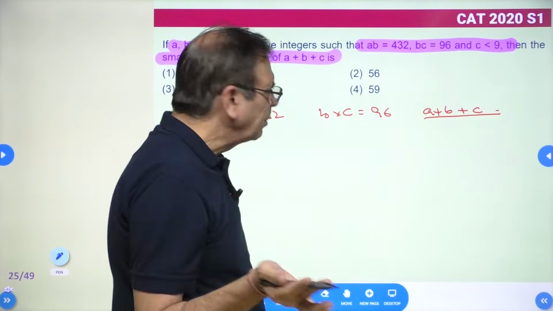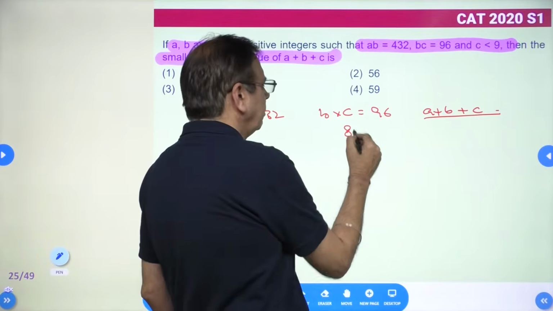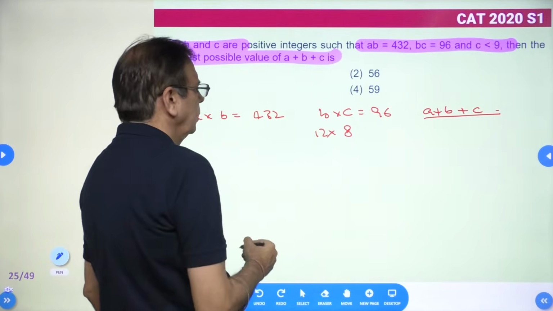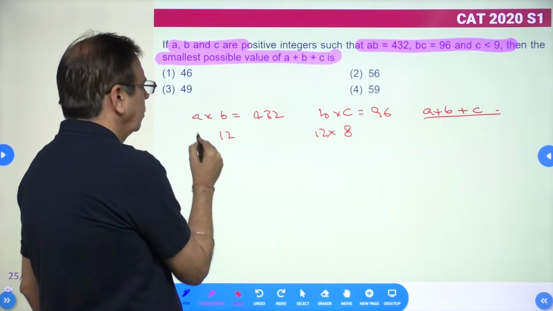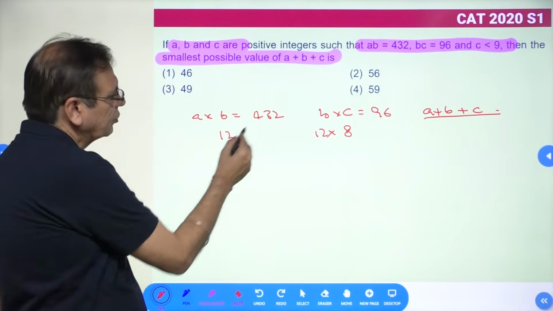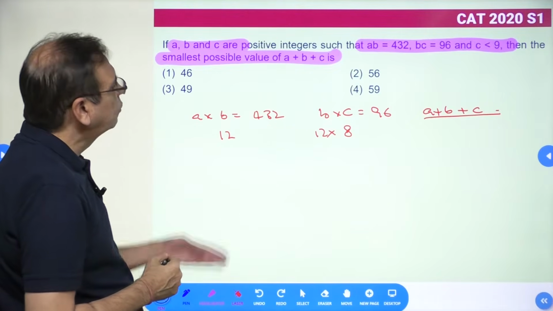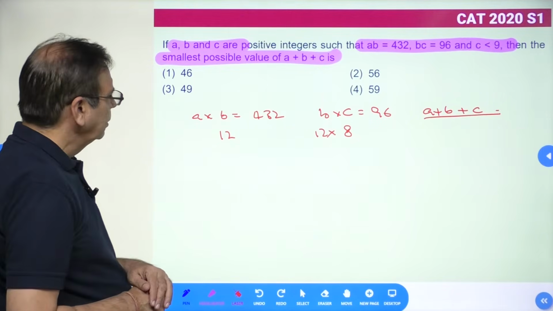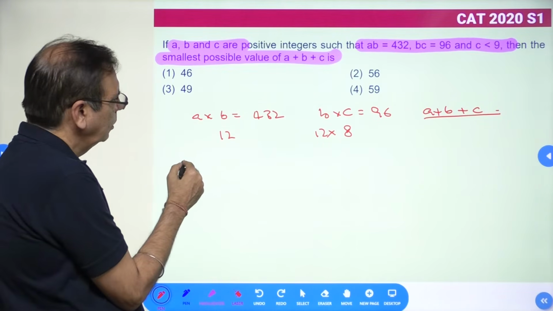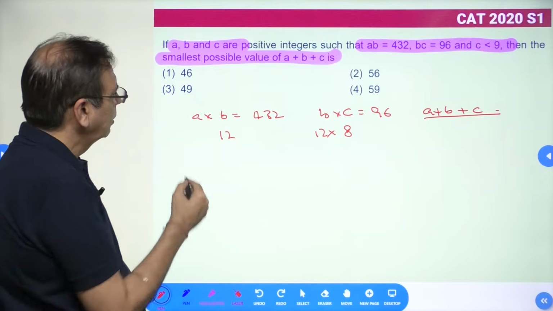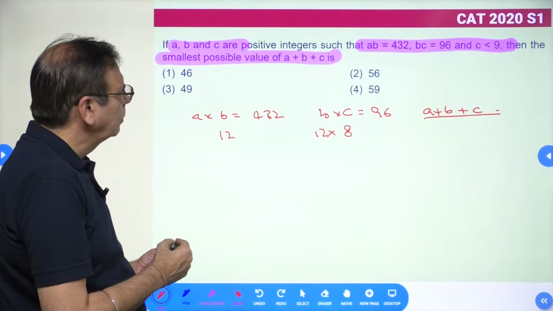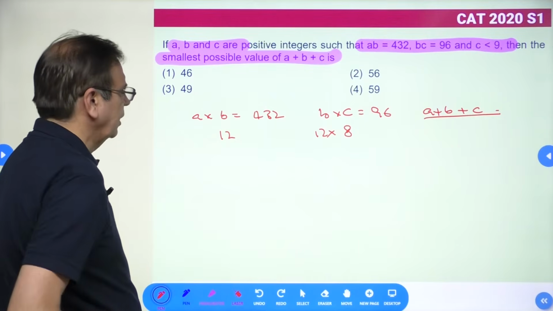C less than 9, so what will we do first? C is equal to 8. Okay. 12 8s are 96, so B will be 12. If B is 12, what will be A? 12 3s are 36, 12 4s are 48, 480 minus 48. So 12 4s are 48, 480 minus 48, 36. Okay.